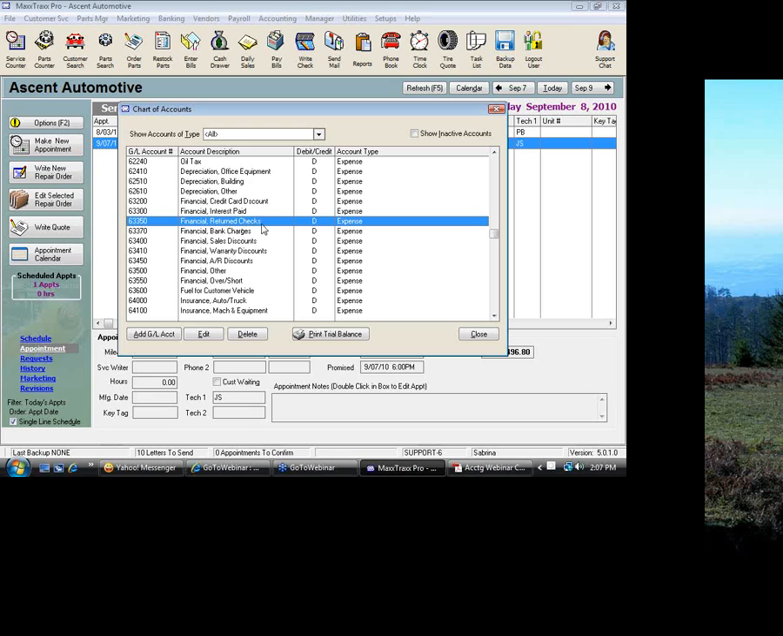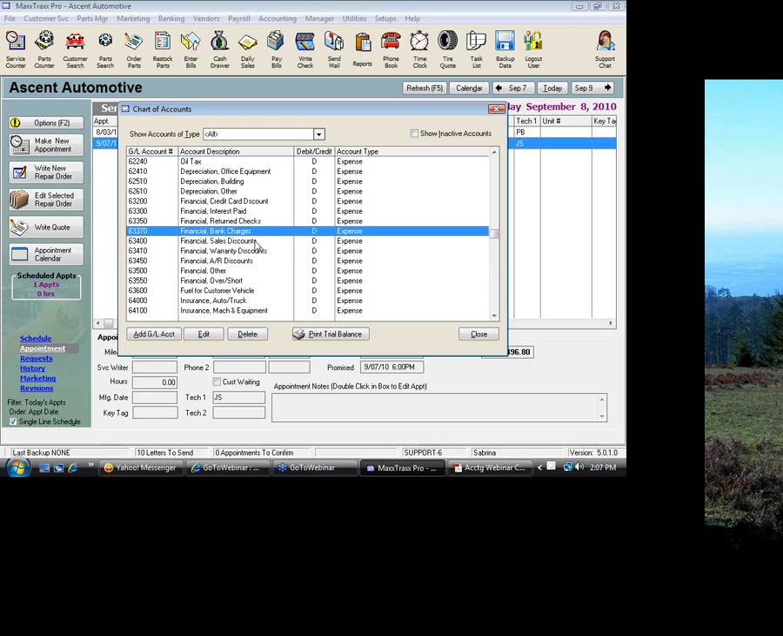Financial return checks. This is another one that's done out of the bank account reconciliation. There's an automated feature in there that when you get charged by your bank for a return check, you actually get to expense that out, and it's done through the bank account reconciliation automatically. Bank charges, again, you do once a month when you reconcile your bank account.